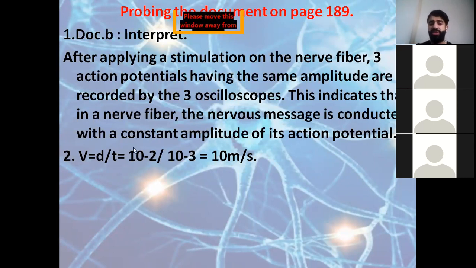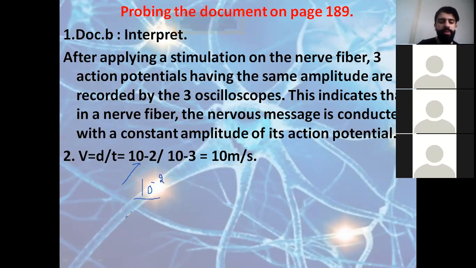Here, velocity equals distance over time. So it's 10 to the power minus 2 over 10 to the power minus 3. 10 to the power minus 2, because we have 1 centimeter. 10 to the power minus 3, since we have 1 millisecond. So here, 10 to the power minus 2 meters over 10 to the power minus 3 seconds. So it's equal to 10 meter per second.